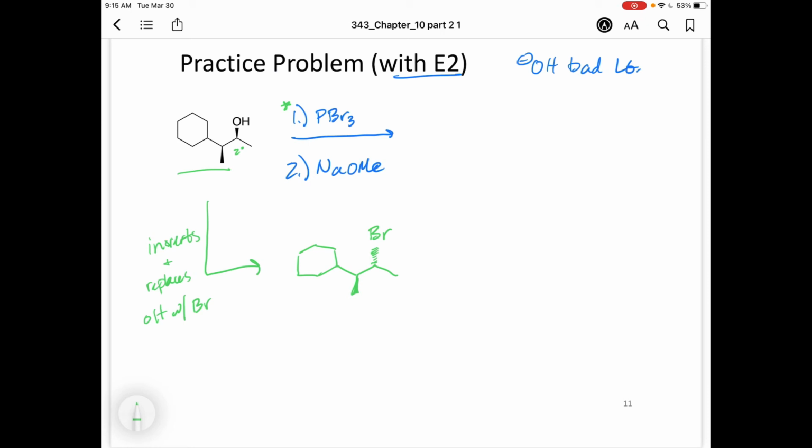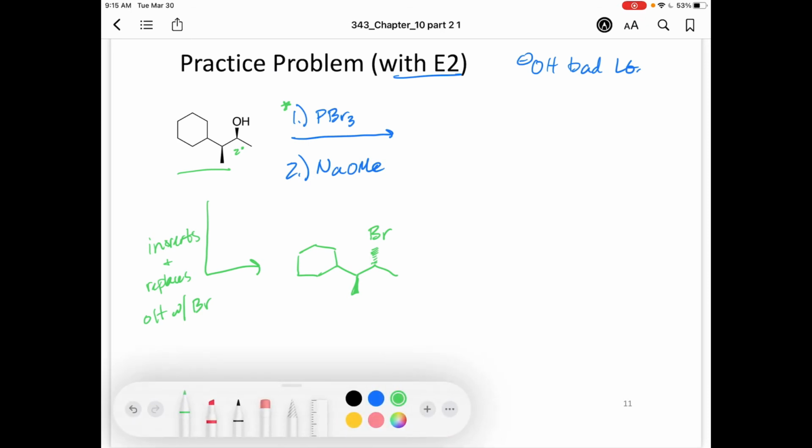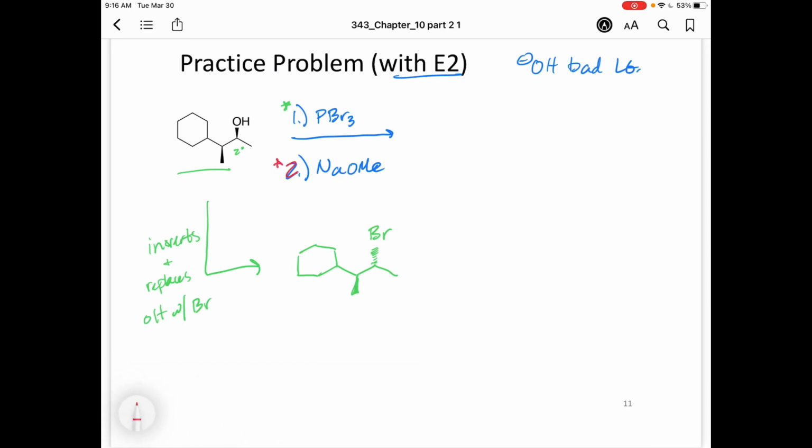Now we go to step 2. So this was step 1, and now let's go to step 2. For step 2, we know that we're going to do an E2 reaction. This is a very strong base. We have a secondary alpha carbon. So E2 is preferred.